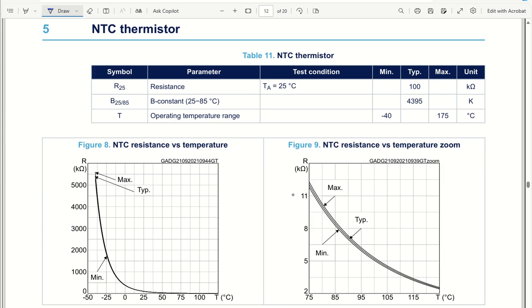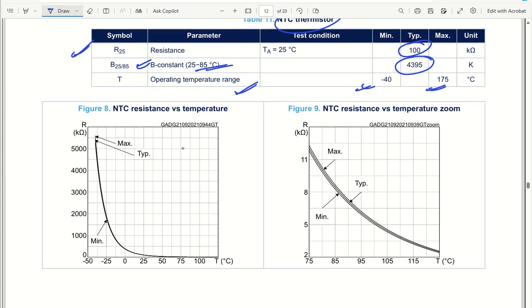Let's talk about the NTC thermistor. The NTC thermistor has a resistance of 100 kilo ohm at 25 degree centigrade, and the B constant between 25 and 80 degree centigrade is 4395 Kelvin. The operating temperature range is from minus 40 degree centigrade to 175 degree centigrade. Looking at the characteristics, at lower temperature the NTC value is quite high, and as temperature increases, the NTC resistance decreases slowly.